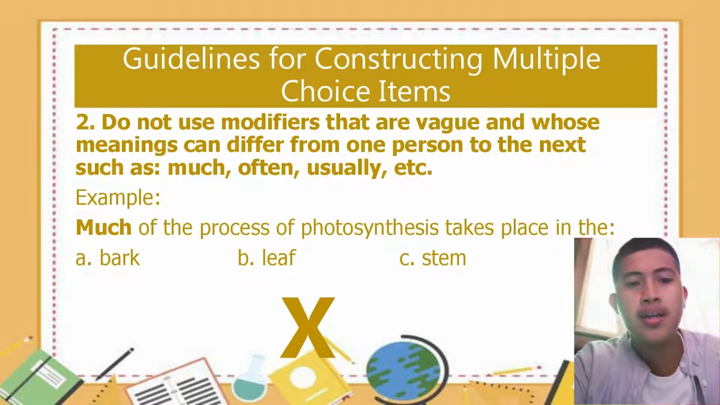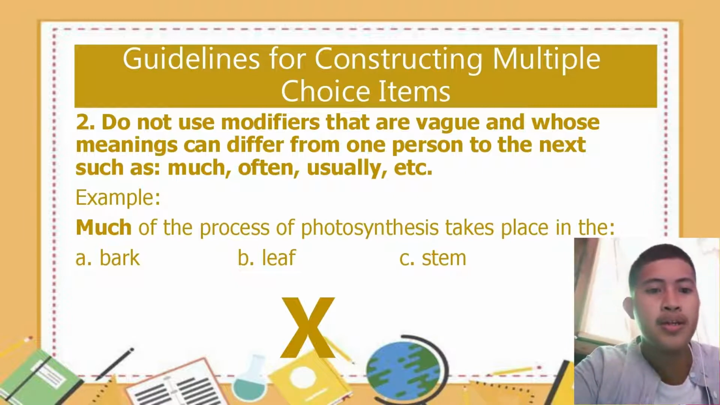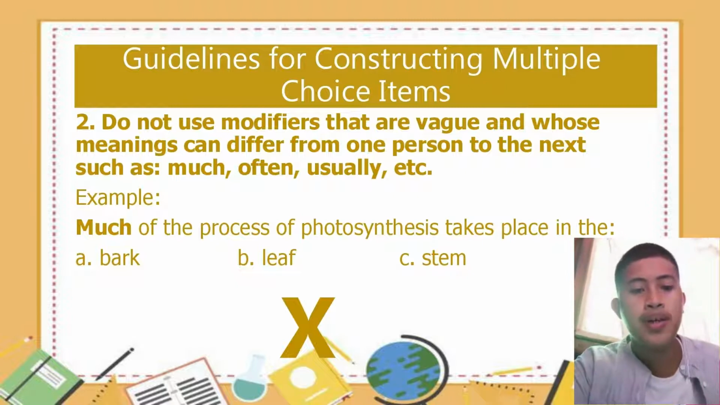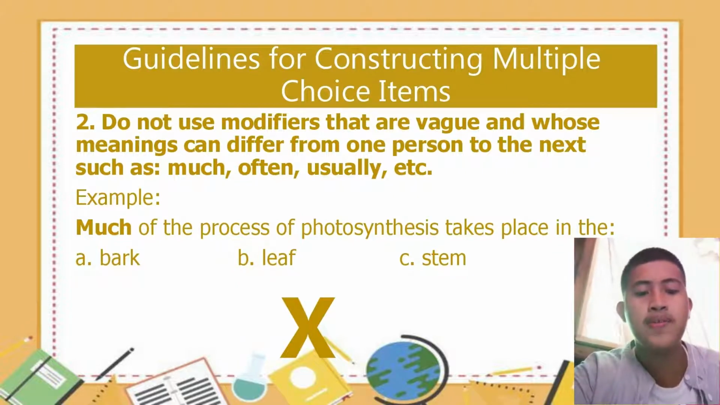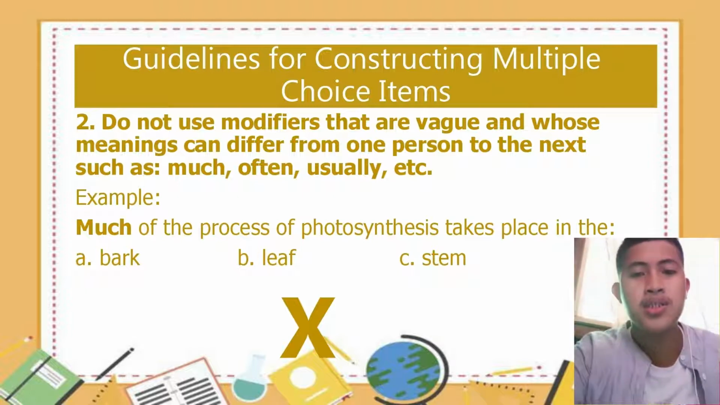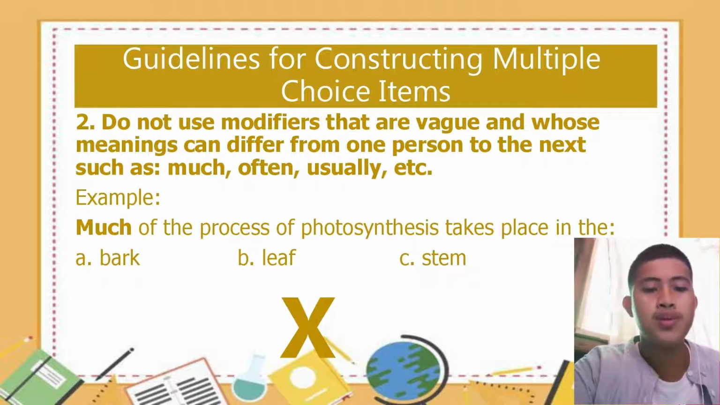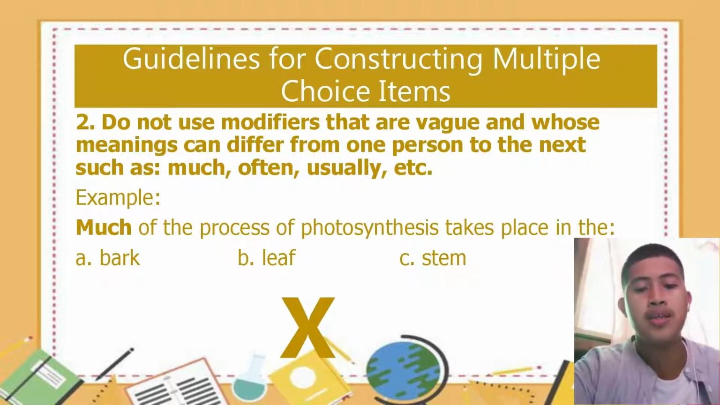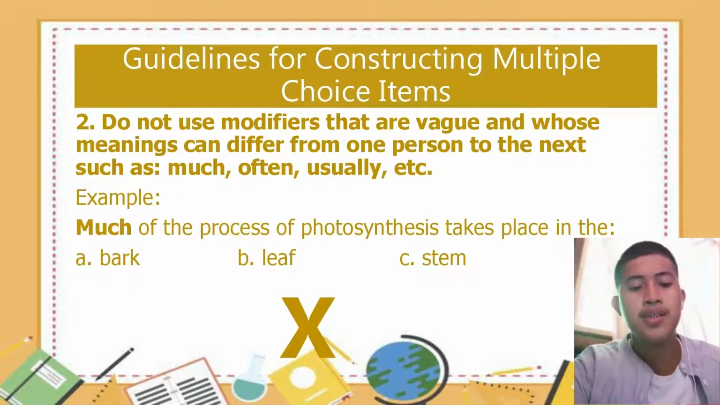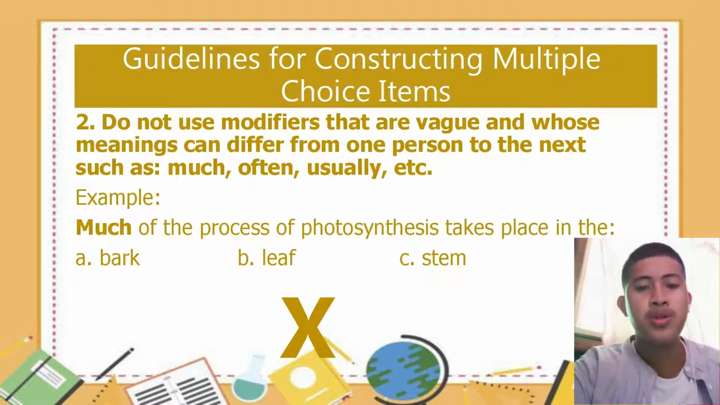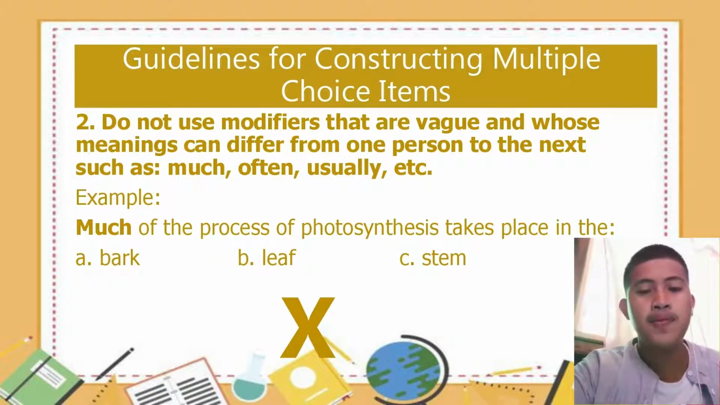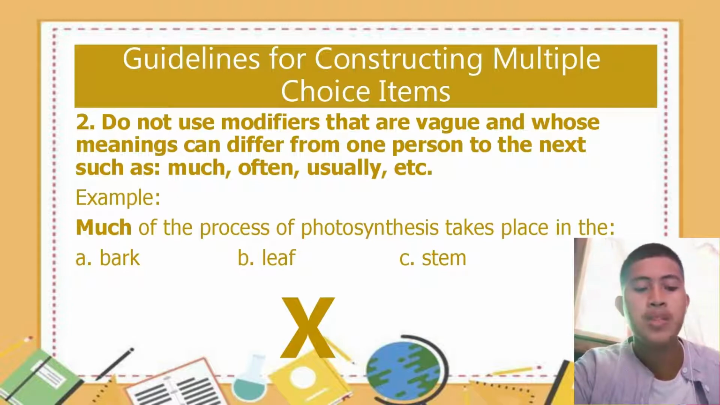Now let's see the second guideline for constructing multiple choice items. Do not use modifiers that are vague and whose meanings can differ from one person to the next, such as much, often, usually, and so on. So here is an example. Much of the process of photosynthesis takes place in the E. bark B. leaf system. As you can see, it used the word much. This word is a big problem for students because it has a different meaning for different people. So we must use more specific words, like percentage.